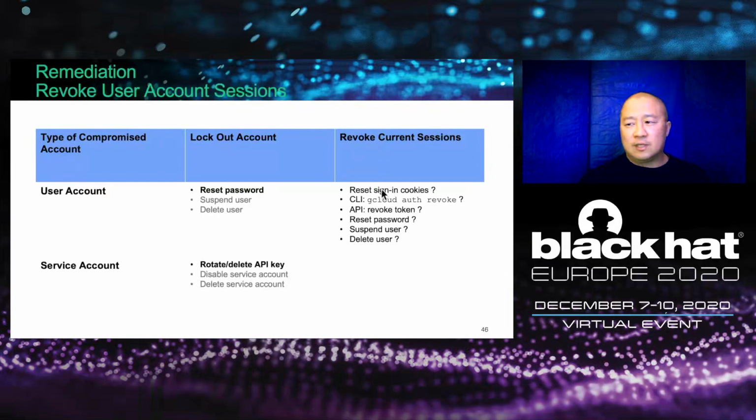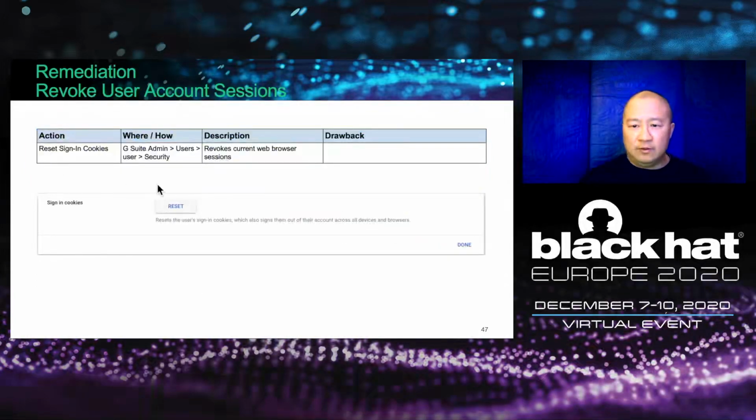Where it does get confusing is how to revoke current sessions. Potentially, the same lockout procedures may revoke sessions, and we need to test that. But there are also session-specific functionality that I listed first, reset sign-in cookie, CLI, APIs, that need to be investigated. So, thankfully, I tested. You may be aware of this, but let's see if we can learn from my trials and tribulations. Reset sign-in cookies exists in G Suite Admin. Does this work? Unfortunately, no. It does work for web browser sessions. It does not work for SDK sessions, so it doesn't help our CLI vector.